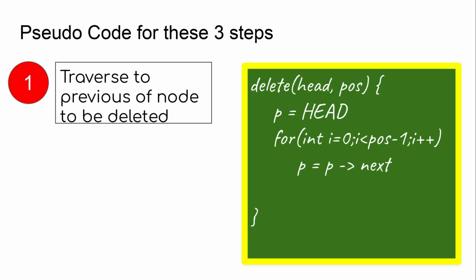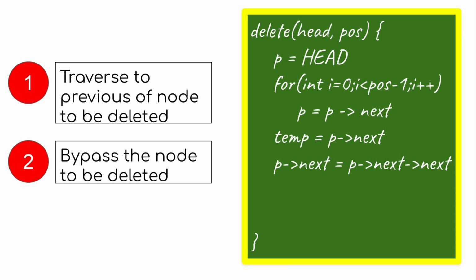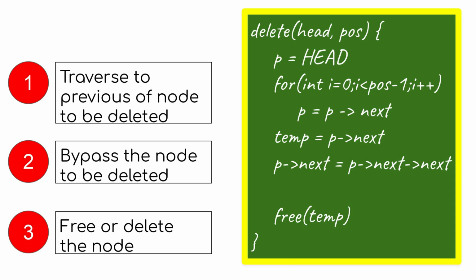Let's see the pseudocode for this. So in the very first step, we assign a node P to head and then we move it previous minus 1 times to reach the previous position. In our example, we moved it twice to reach that goal. Okay. In the next step, we bypass the node to be deleted. We do that by first obtaining the reference of the node to be deleted, and then it is overwritten as next of P. After the node to be deleted is separated from the list, we free the resource occupied by it.